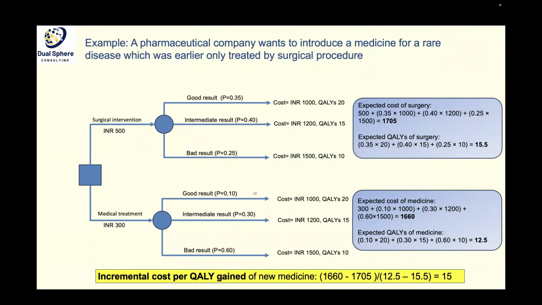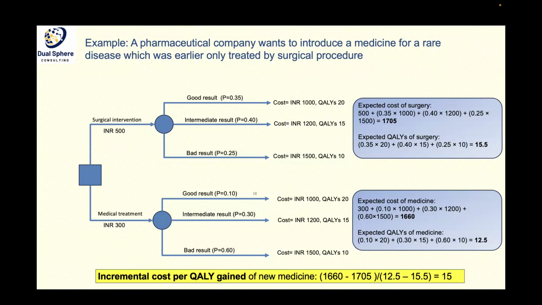Now with each possibility you will assign the probability. Let's say 100 patients started at the square, and 50 took surgical intervention, 50 took medical intervention. Now out of those 50, what percent of patients will have each one of these possible outcomes? The probabilities will be assigned. Similarly for the medical treatment, and then you will put the cost related to that option, and also the effectiveness measure of that option.